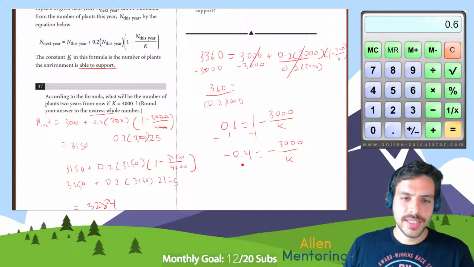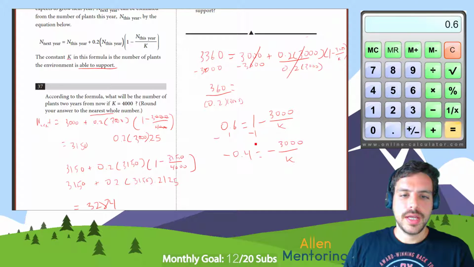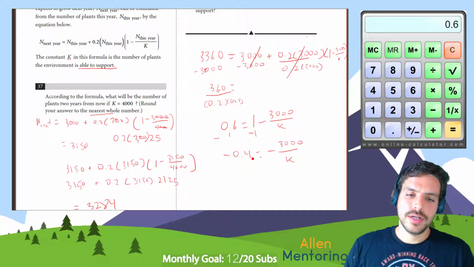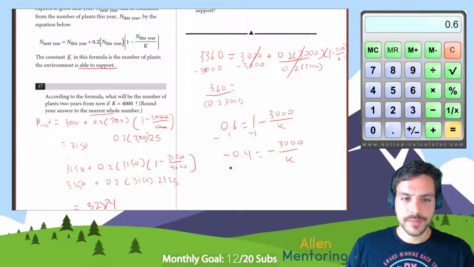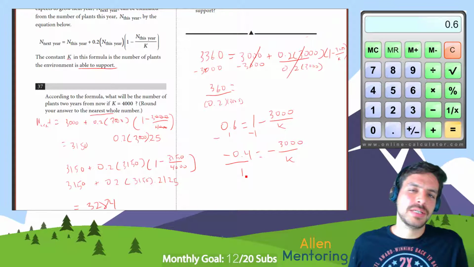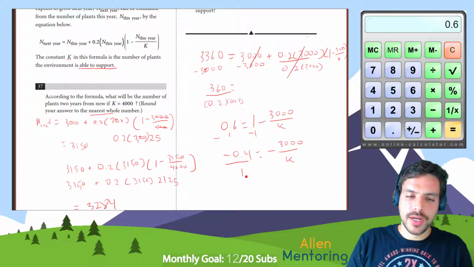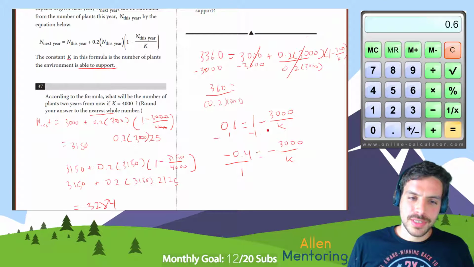What we have right here is a little example of fractional algebra. And my favorite way of solving fractional algebra problems is to cross multiply. So we're going to change negative 0.4 into a fraction by putting it over 1. And you could put any whole number, any decimal over 1, and it would not change it. Okay, any number over 1, it's just itself. So this doesn't change anything.